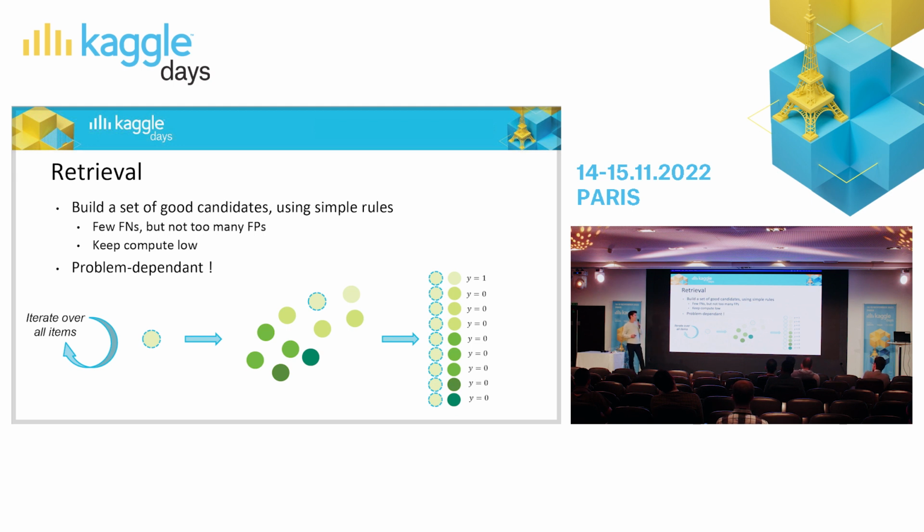It's really problem dependent, and with enough background knowledge, you can easily find clear rules to build a good set of candidates. In that case, I use a color proximity rule, but we will see that it can easily be adapted to anything.